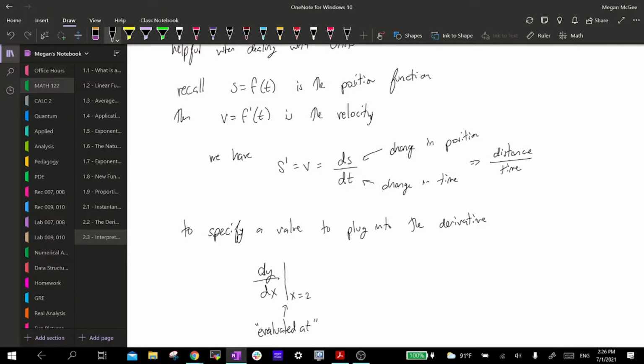Obviously, function notation is a little bit simpler, right? So this is our Leibniz notation, and to specify the same thing in function notation, we would just have to write f prime of 2. So it's a little clunkier in the Leibniz way, but again, it has its pros as well, so we can help with our units and everything.